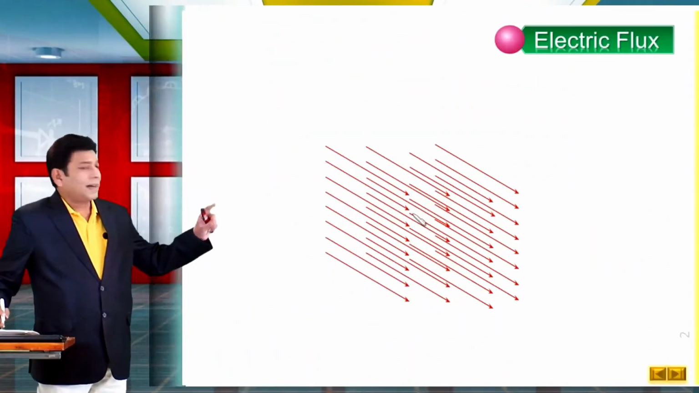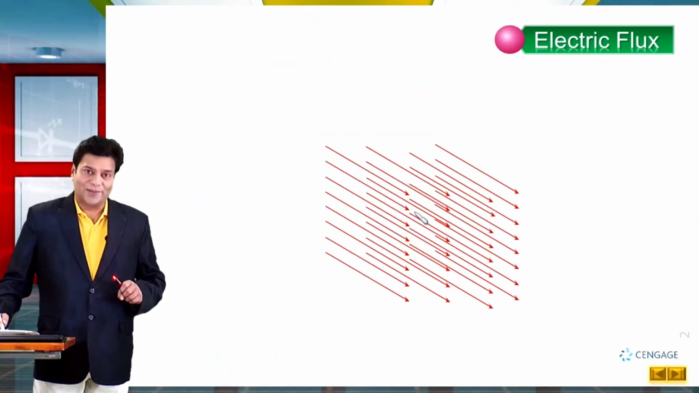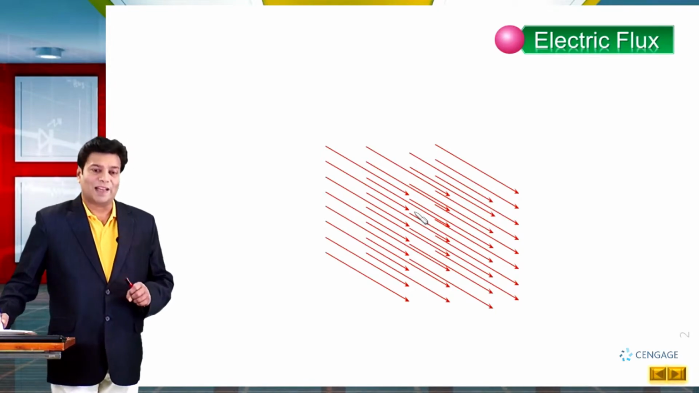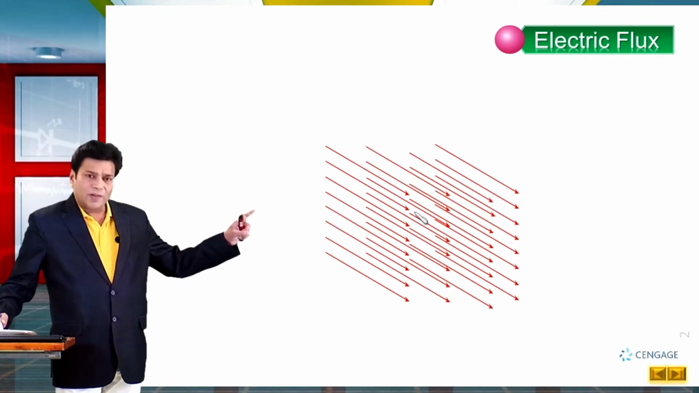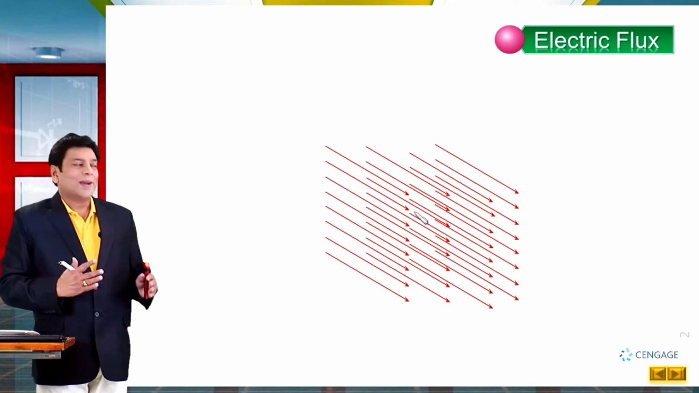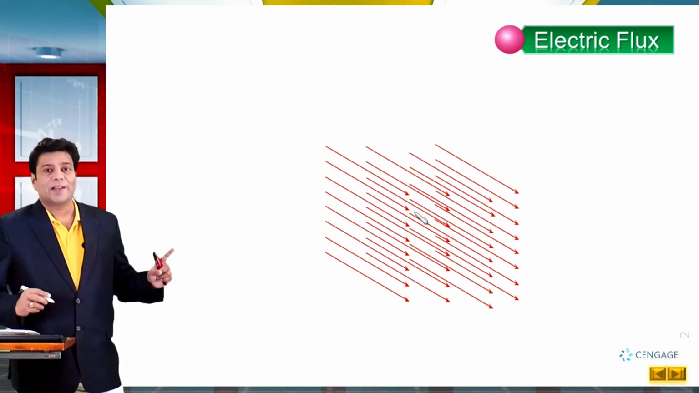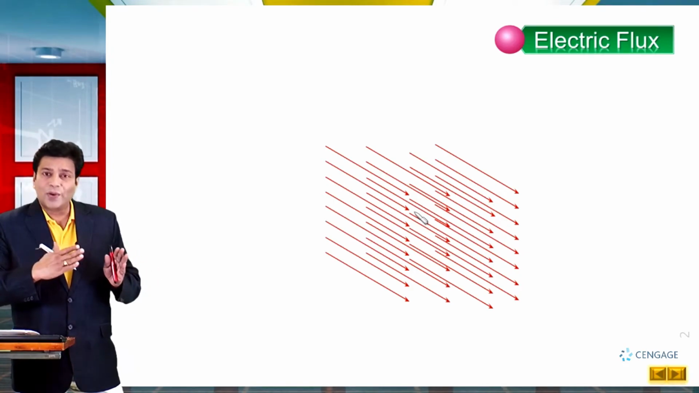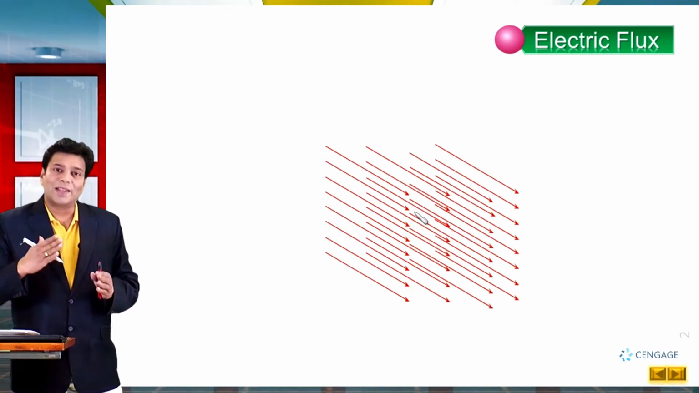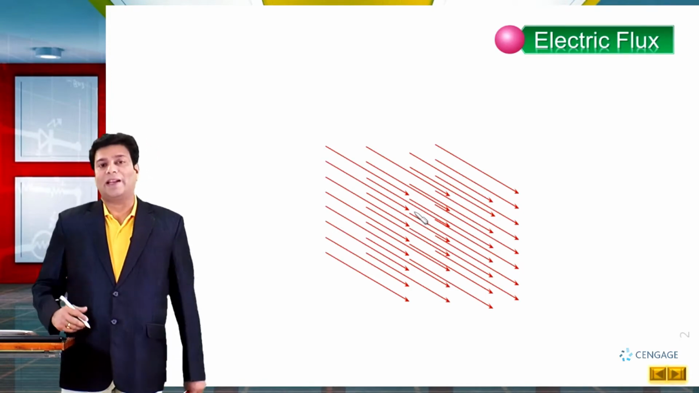Dear students, in this section we are going to discuss electric flux. Let us consider a uniform electric field. What is a uniform electric field? You can observe here this is a uniform electric field. Why? Because, first point, the electric field lines are parallel, and second point, the electric field lines are equally spaced. So we call this electric field a uniform electric field.